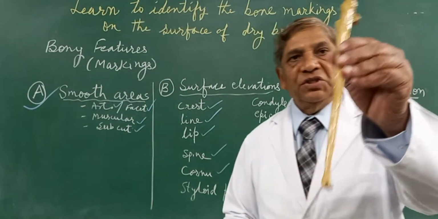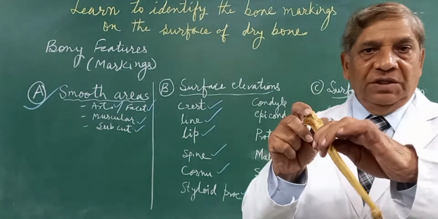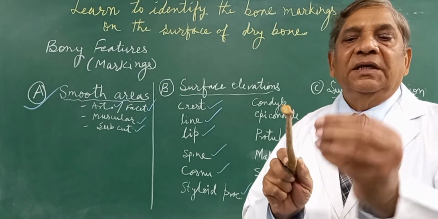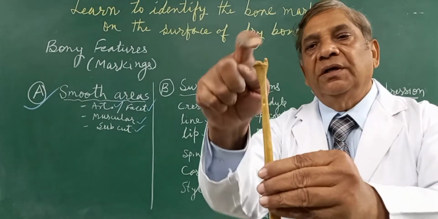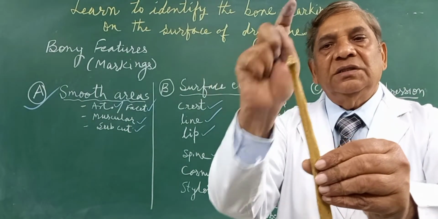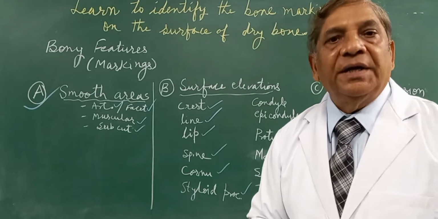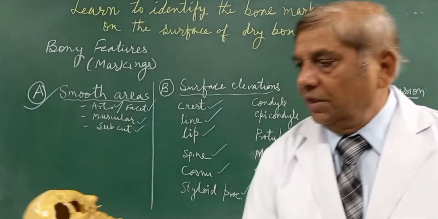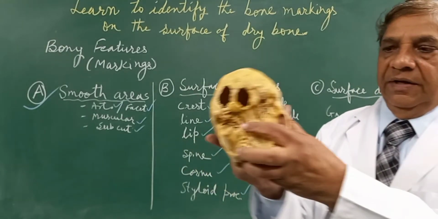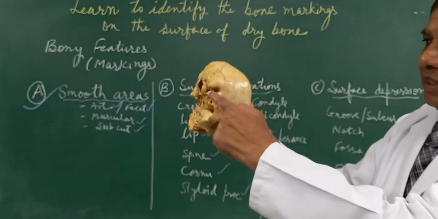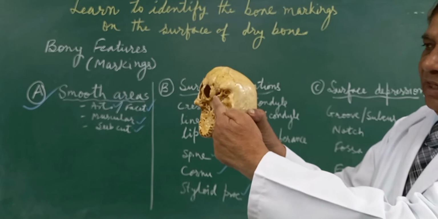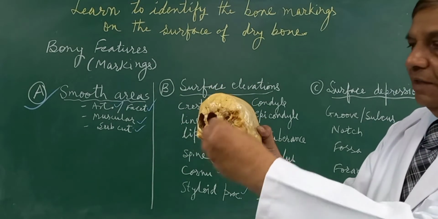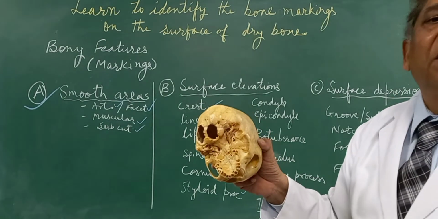See here, this is the ulna bone, the medial bone of the forearm, and near the lower end of this, there is this bony projection. This bony projection is said to be a styloid process. There will be a styloid process in the skull too. It is not broken here, it is here. You can see this bony projection here, like a spine, a long spine, and this is called the styloid process.